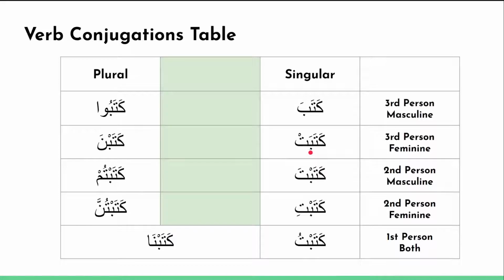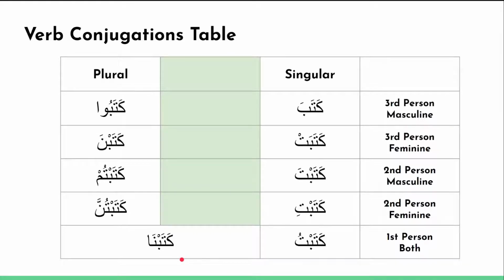If it's one woman that is writing, she wrote, katabat. If it's many women that are writing, they wrote, katabna. If you're speaking directly to the person, you wrote, katabta. If you're speaking to a group of men, katabtum. Speaking to a woman, katabti. Multiple women, katabtunna. If you're talking about yourself, I wrote, katabtu. If you're talking about a group of us, we wrote, katabna.